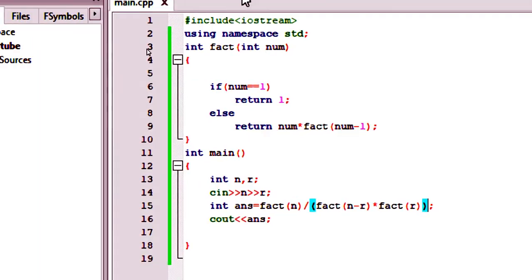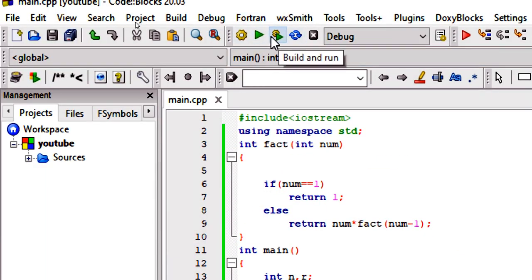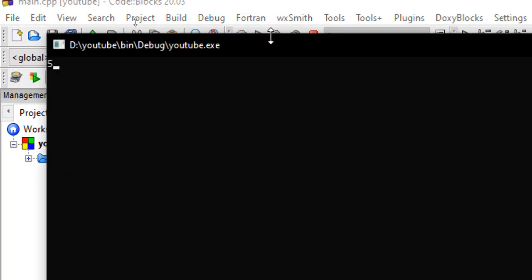Let's try other values: n is 5 and r is 2. The output should remain 10, because when we find 5C2, the output is 10. Guys, you can also cross-check by using that formula. So here you can see 10 is coming.